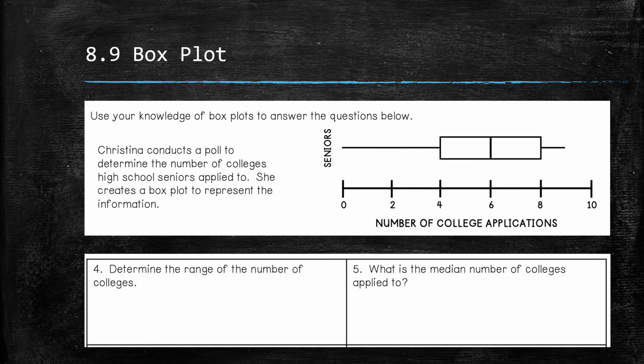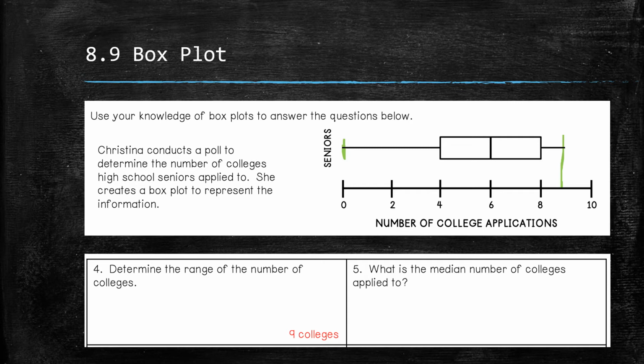All right, we're going to use our knowledge of box plots and answer the following questions. Here we have Christina, who conducted a poll to determine the number of colleges high school seniors applied to. And so she created this box and whisker plot. And number 4 is asking us to determine the range of the numbers of colleges. The range goes from the minimum all the way to the maximum. And when I look at that, 0 to 9, so therefore it is 9 colleges.